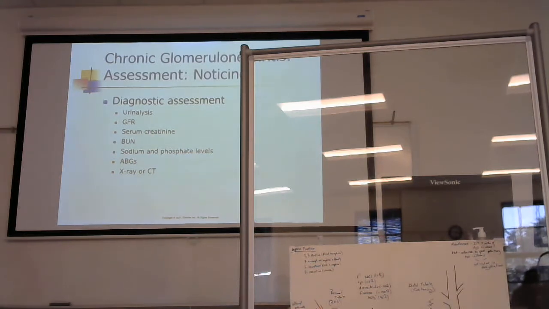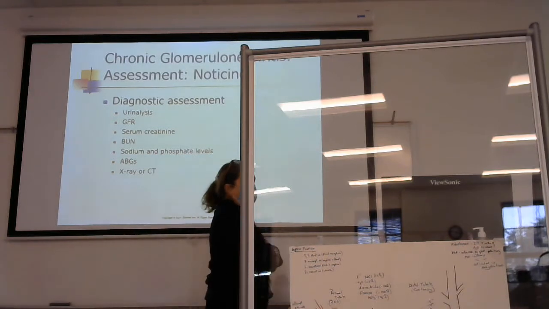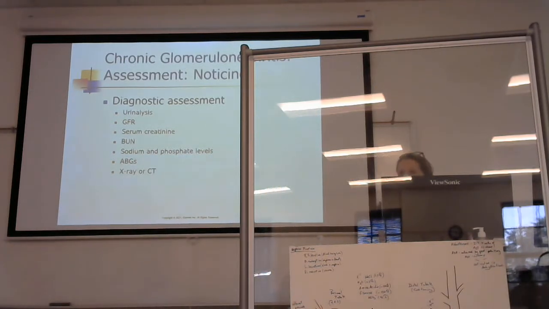Sodium and phosphate, because those things go up as our kidney fails. You're going to be assessing their fluid balance. Are they having periods of edema, where their feet get swollen, they're having a hard time with their blood pressure control, those kind of things.